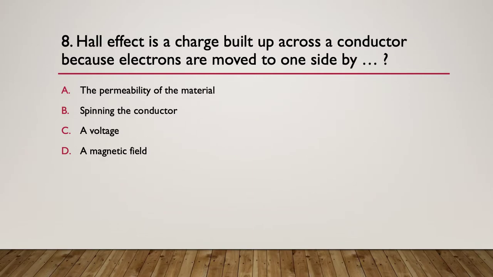Eight. Hall effect is a charge buildup across a conductor because electrons are moved to one side by. So what moves the electrons to one side? A, the permeability of the material. B, the spinning of the conductor. C, a voltage. Or D, a magnetic field. Here's your hint. Draw the circuit for a Hall effect switch. How does a Hall effect switch work?